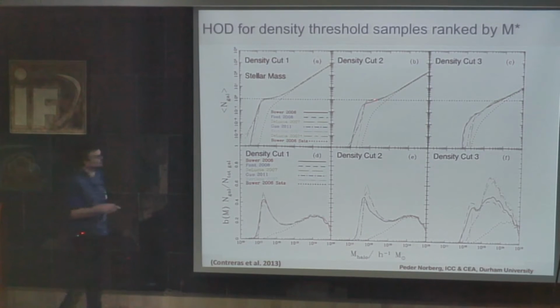And here is the density cut that we would apply, cuts 3, 2, and 1, corresponding to different number densities of galaxies. And you will see these cuts coming through on a regular basis.